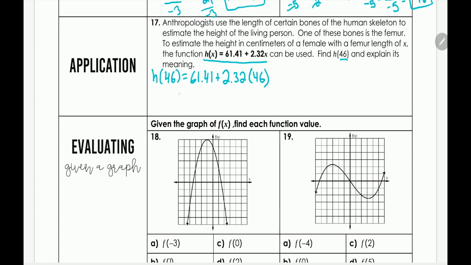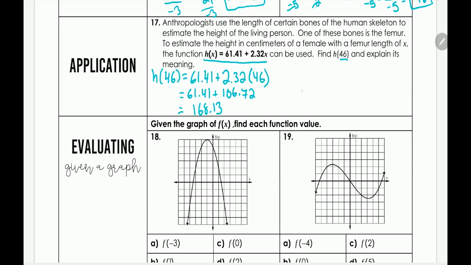And start solving. So we have 61.41 plus 2.32 multiplied by 46. If we do that multiplication, we have 106.72. And then if we add these two numbers together, we have 168.13. So we're asked to determine what this information actually gives us.